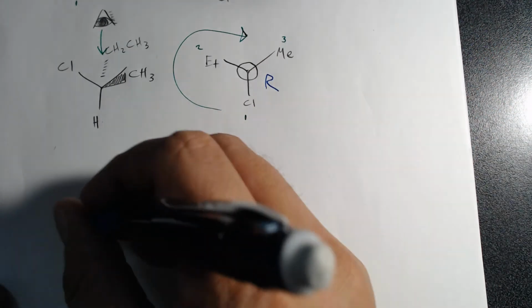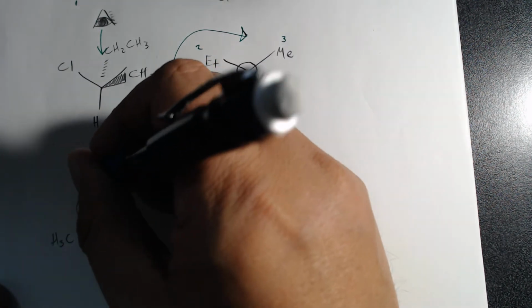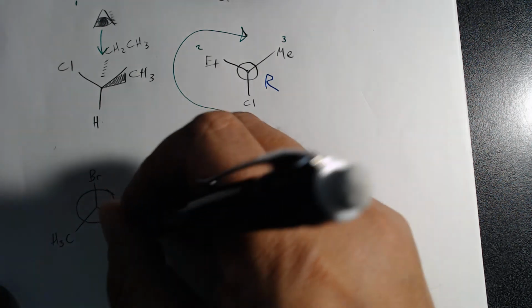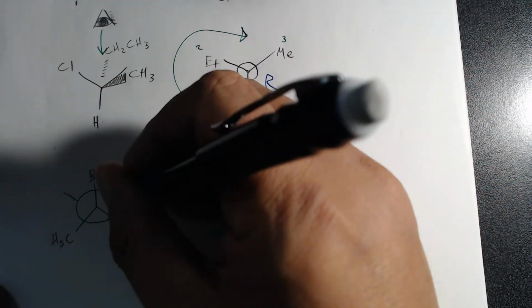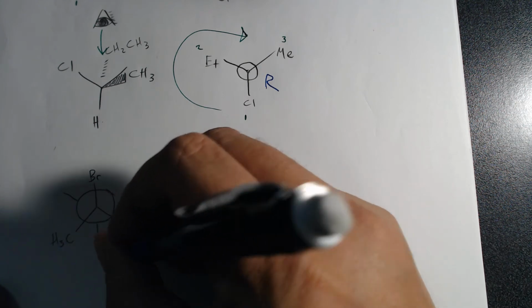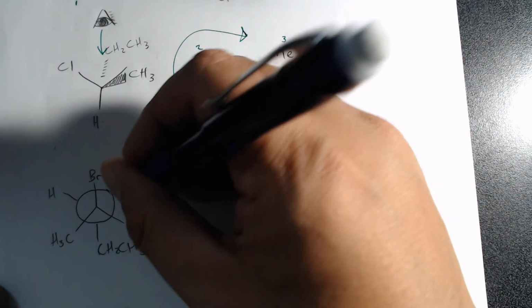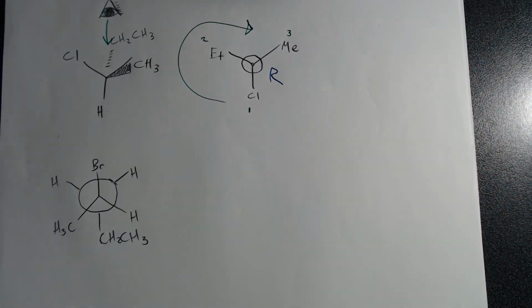All right, so H3C, Br, let's make that an H. And then let's go ahead and make this a CH2, CH3, and H. Okay. All right, so what I want to do is take this Newman projection and convert it to a dash wedge drawing, and then also assign an R and S to it.